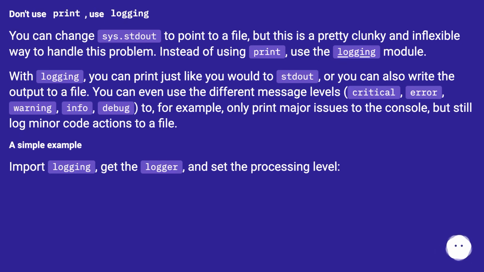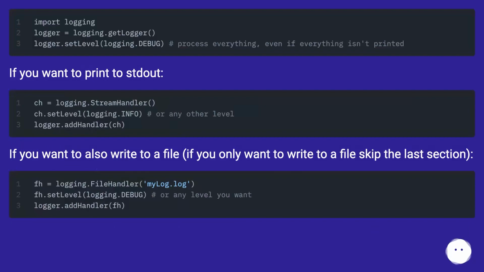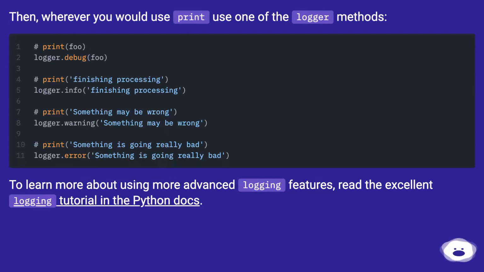A simple example. Import logging, get the logger, and set the processing level. If you want to print to stdout. If you want to also write to a file, if you only want to write to a file, skip the last section. Then, wherever you would use print, use one of the logger methods. To learn more about using more advanced logging features, read the excellent logging tutorial in the Python docs.